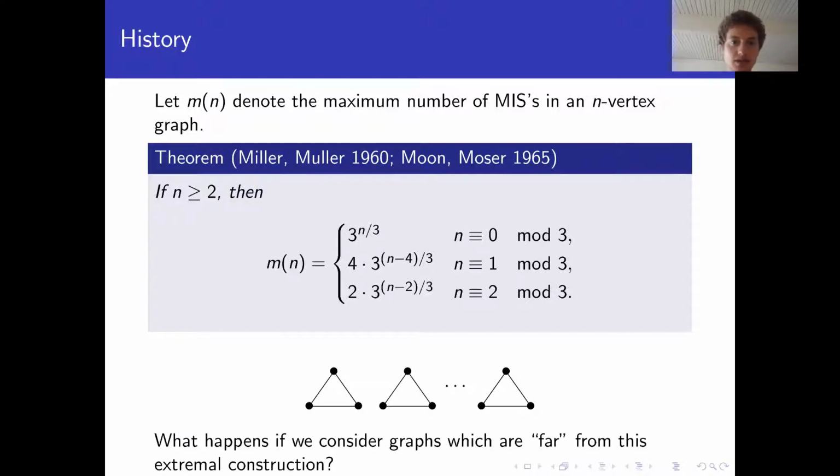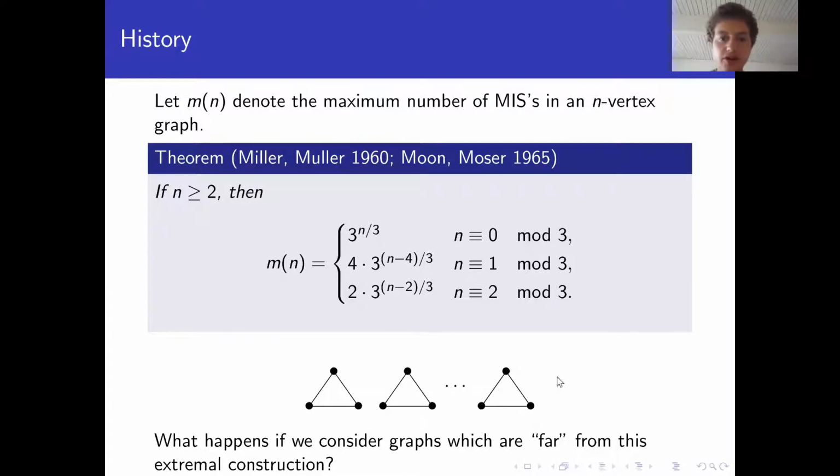Given this result, we want to ask the following question. If I have a graph G which is far from this extremal construction of disjoint union of triangles, then how many fewer MISs will it have? Will it still be close to 3 to the n over 3? Will it be something significantly smaller? And here I'm being intentionally vague about what exactly I mean by far from the extremal construction, and there are many different ways you can answer that question.